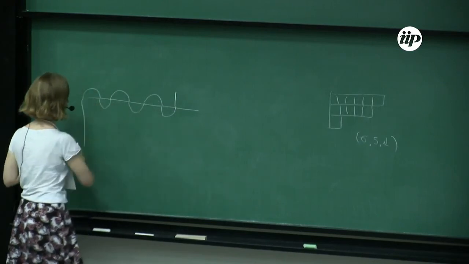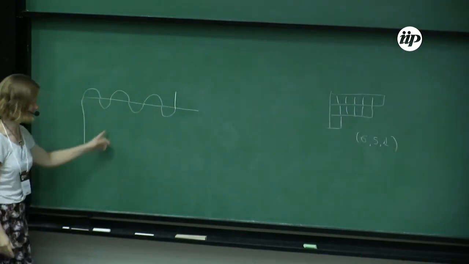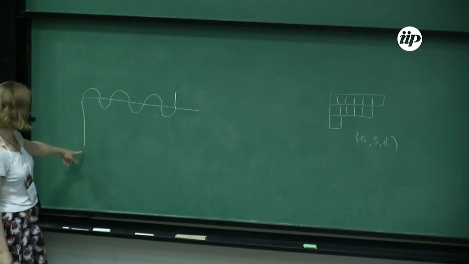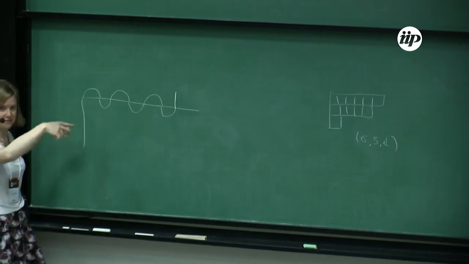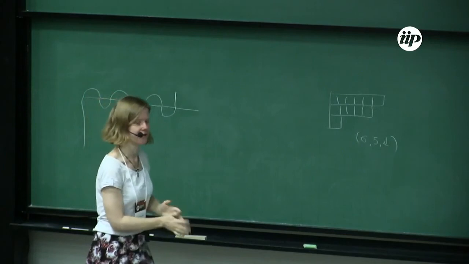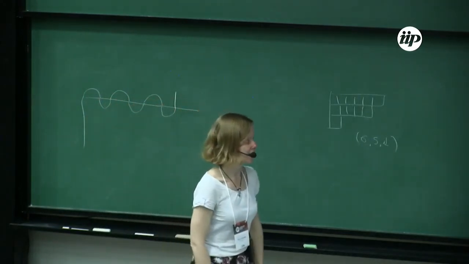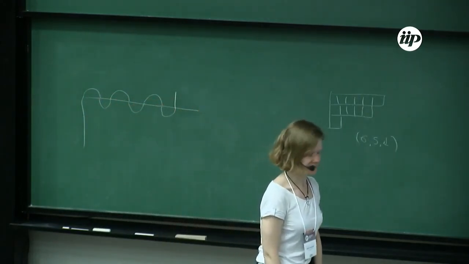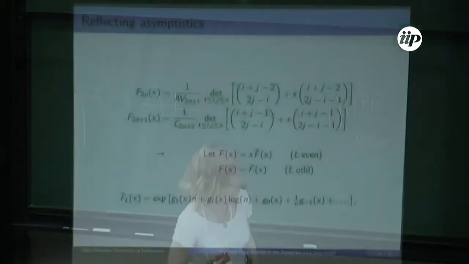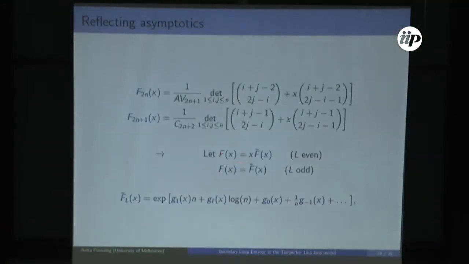You can have a case like this. There's just a single unpaired strand that goes through the top and then keeps on going without producing any closed loops. And so tilde f is the thing with a constant term. So in the even case, we divide by x, and in the odd case, we don't.